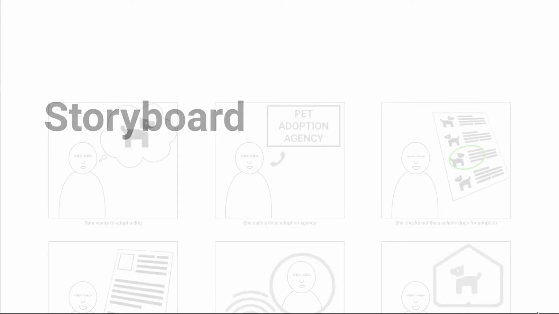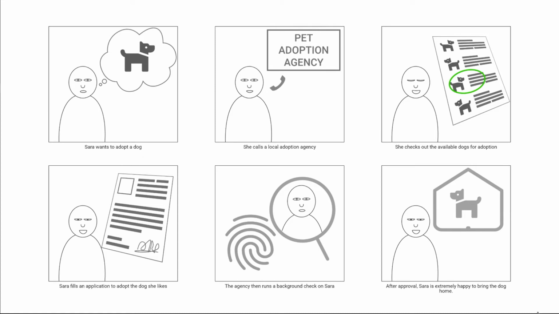Just a side note. I created a storyboard to show you the typical process for pet adoption. Let's say Sarah wants to adopt a dog. She calls the local adoption agency. She checks out the available dogs for adoption in the list. And once she is happy with which one she wants to adopt, she fills out an application to adopt the dog. Now, the agency runs a background check on Sarah to find out if the pet and the family would be a great fit. And after approval, Sarah becomes really happy to learn that she can bring the dog home. So you can also create such scenarios to better understand what your customer's journey would be like.